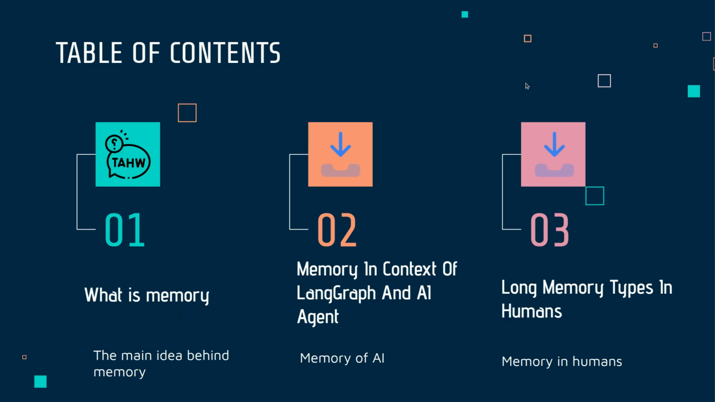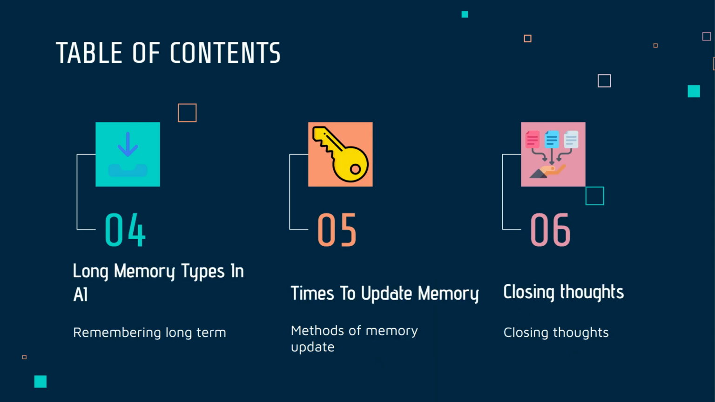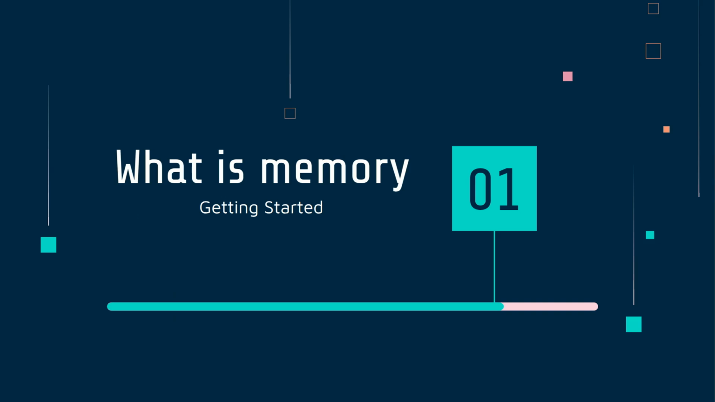This is what we're going to be covering in this video. We're going to look at what memory is, in the context of LangGraph or an agentic AI system. In this case, the context is LangGraph because LangGraph is what you're using, but some of these concepts apply to other frameworks too. It's just a generic understanding, so understand things from a more general perspective. Then we'll look at types of long-term memory in humans and types of long-term memory in AI systems. We look at short-term memory as well. We'll also look at when to update memory when working with AI systems. And finally we'll have our closing thoughts. So let's jump into it.